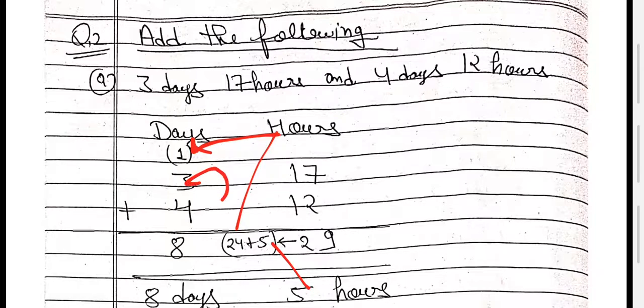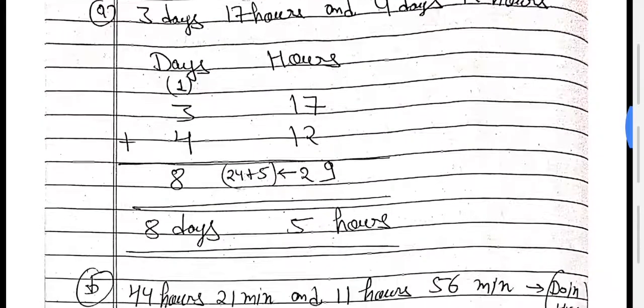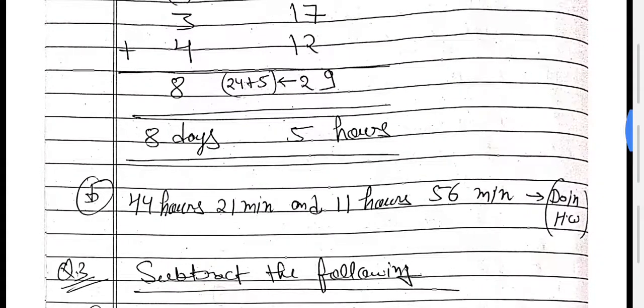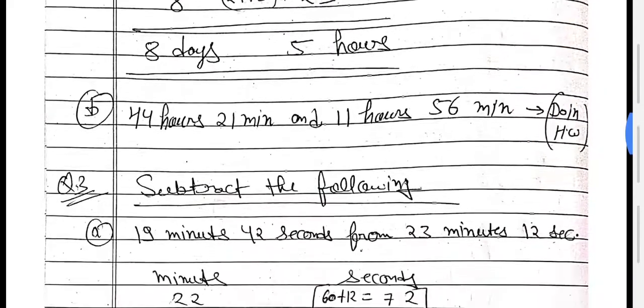Now add 3 plus 4, 7 and 1, 8. So it becomes 8 days 5 hours, because this 24 hours go this side and become 1 day only. Then 3 plus 4 is 7 and carry 1 becomes 8. So it becomes 8 days 5 hours. Similarly, B part you have to do by yourself in homework. You have to add. We also did this question in the previous exercise.